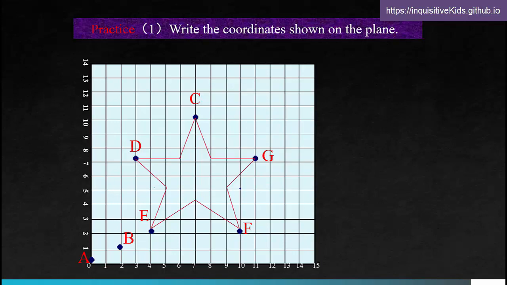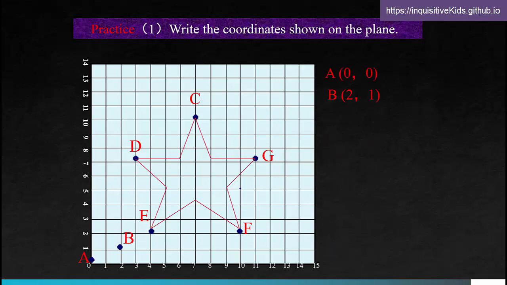So A here would be 0, 0, because it has a horizontal of 0 and a vertical of 0. It's right at this point here. B is 2, 1. C is 7, 10.